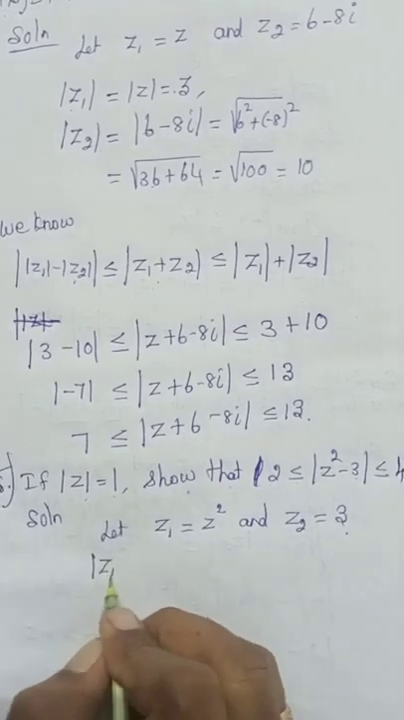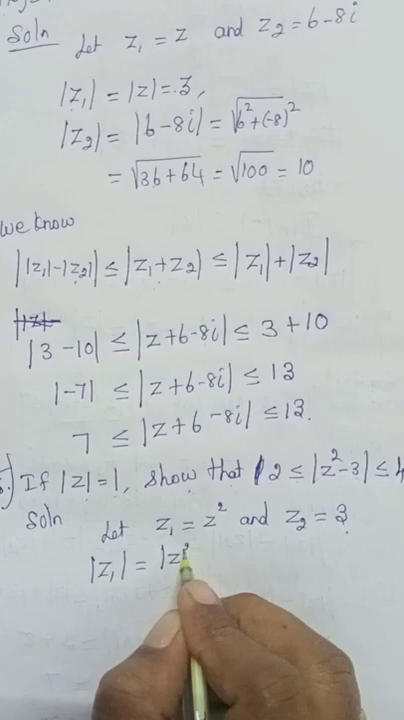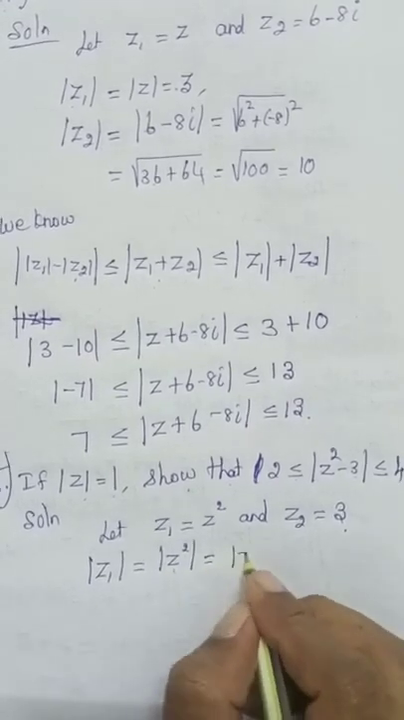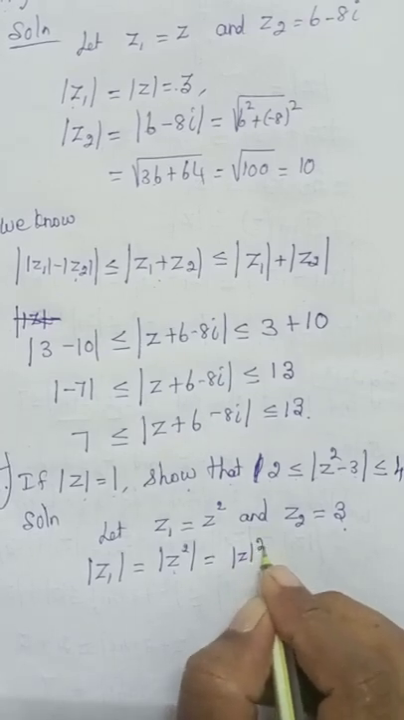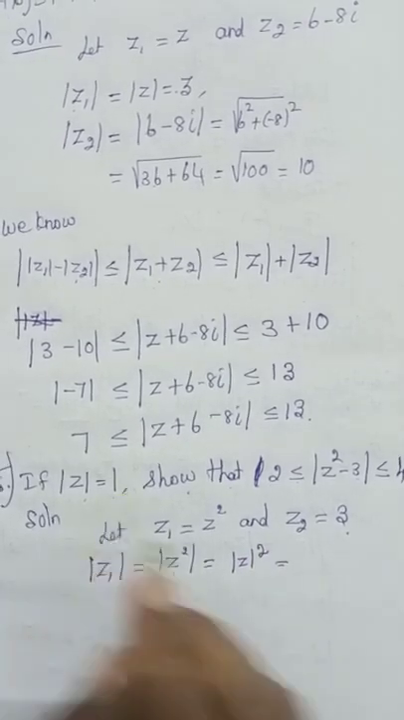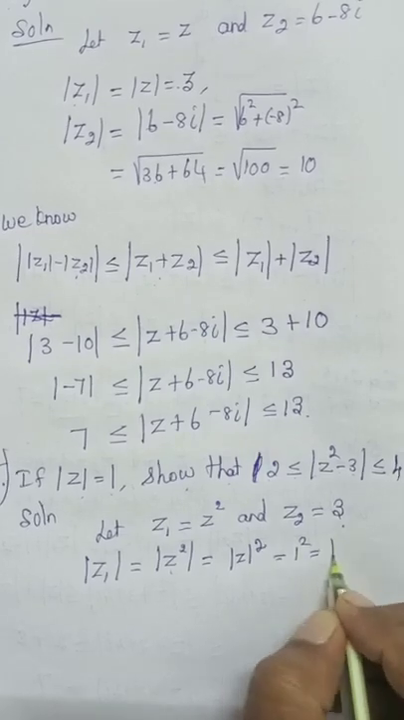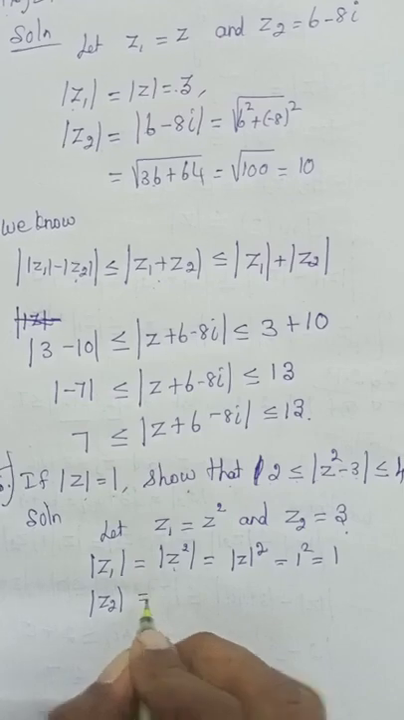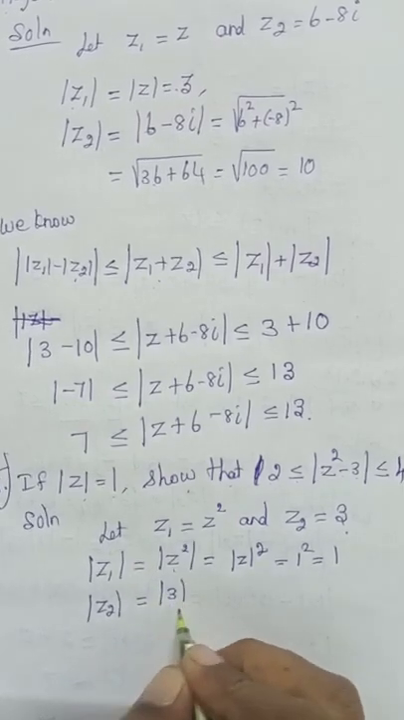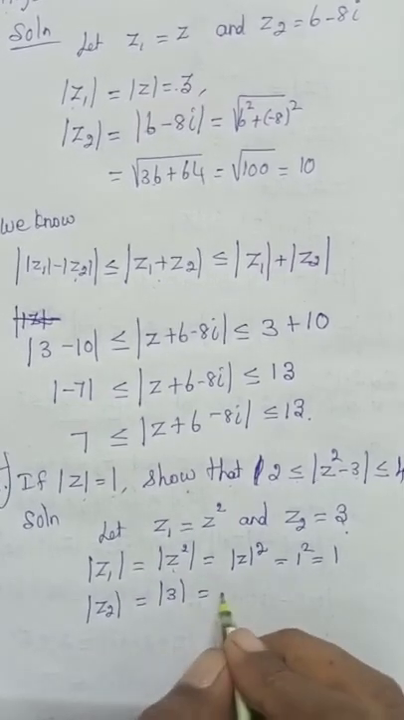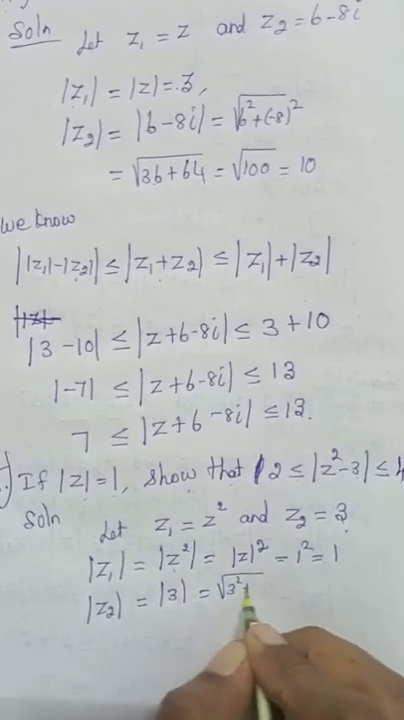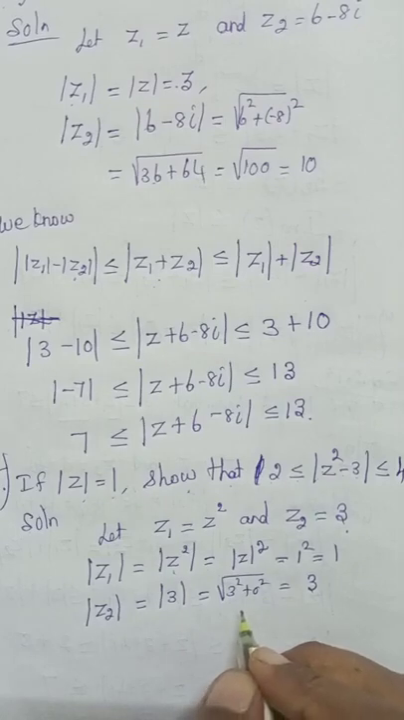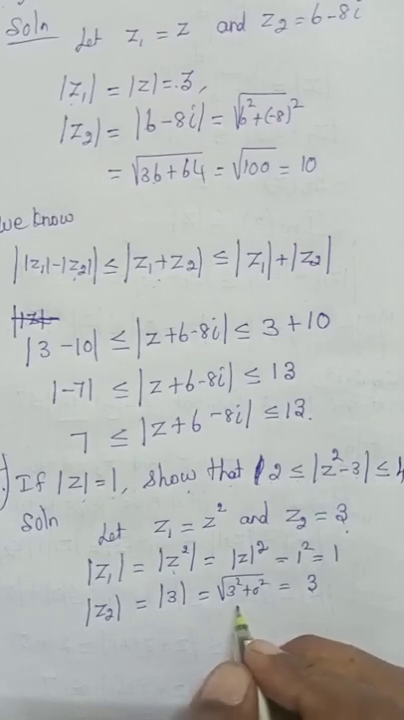Now modulus z1 is modulus z square. But we know that modulus z square can be written as modulus z the whole square. Modulus z value is 1, so we make it 1 square, which is equal to 1. Then modulus z2 is equal to modulus 3. 3 means the complex number has no imaginary part, so root of 3 square plus 0 square. So the answer is 3.